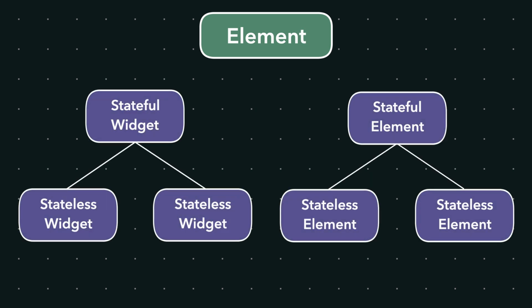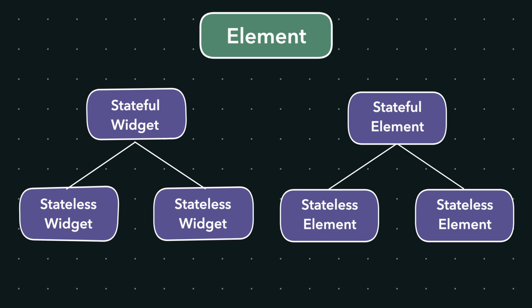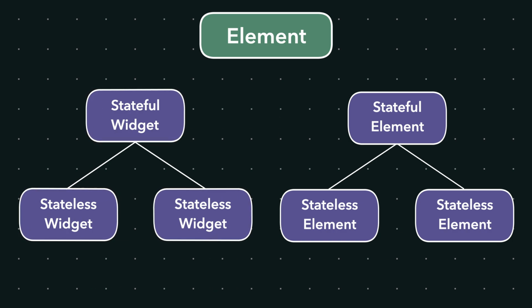The element tree is a dynamic structure that bridges the gap between the static widget tree and the low-level render tree. Unlike widgets, which are immutable, elements are persistent. Each element represents a specific instance of a widget in the UI. When a widget is instantiated, Flutter creates a corresponding element. If the widget is a stateless widget, it's linked to a stateless element. Similarly, stateful widgets are linked to a stateful element.